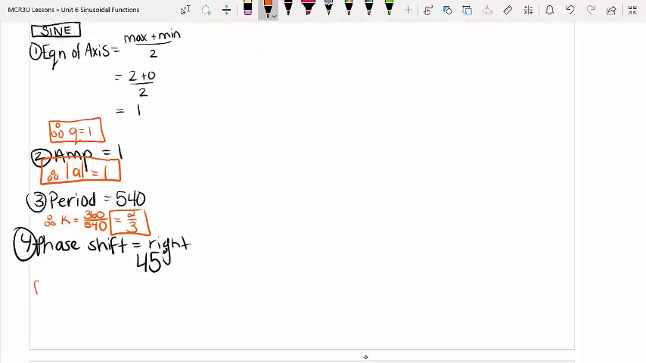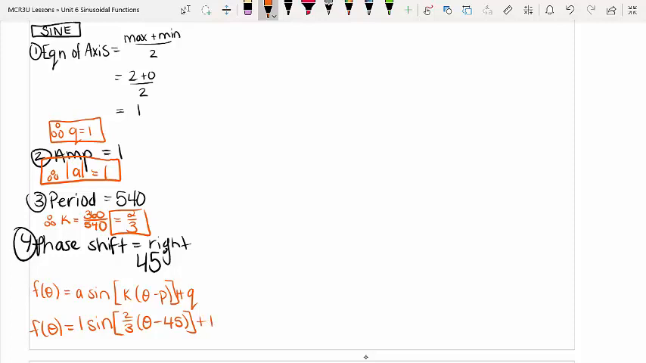So remember, our base equation is f of theta is equal to A sine K(theta minus P) plus Q. All right, so let's plug everything in. So our A value is 1. Our K value is 2/3. Our P value is going to be negative 45 degrees. And our Q value is 1. Okay, and remember, you don't need to include this if it's a 1. So there's our equation of that graph.